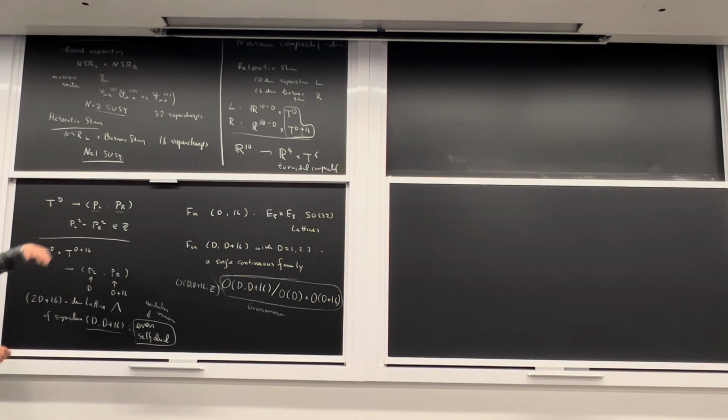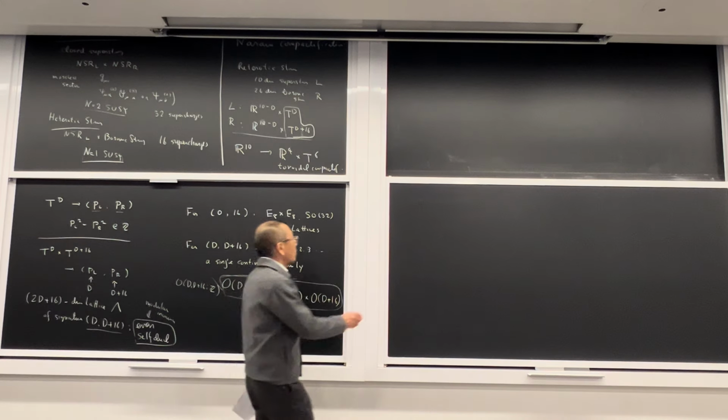So when you want to go from 10 to 4, you need to do that in a way that reduces the number of supersymmetries. That would be a minimum requirement. And one of the simplest ways of doing it is orbifolds.